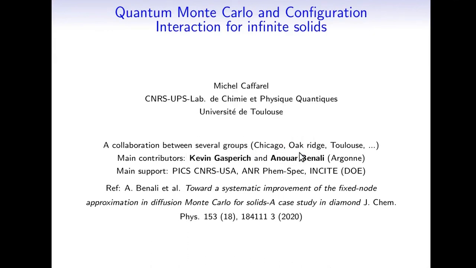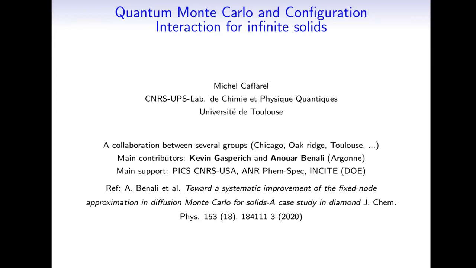Okay. So today, our problem is that of calculating electronic properties of solids using what we can call first principle methods, which means some accurate methods trying to solve the Schrödinger equation for the electrons in the solids.